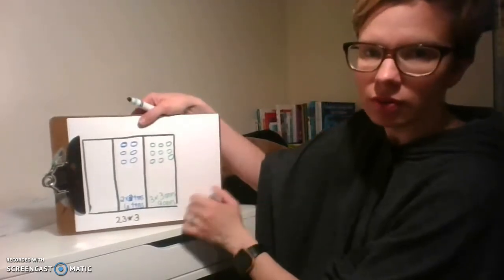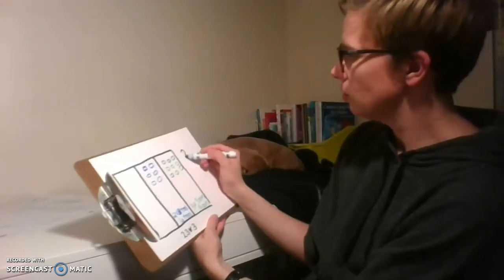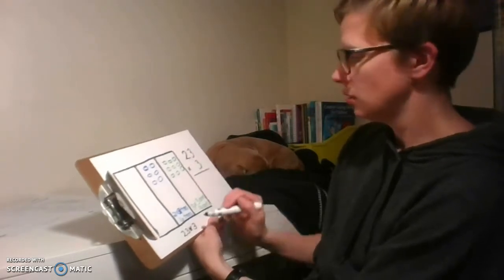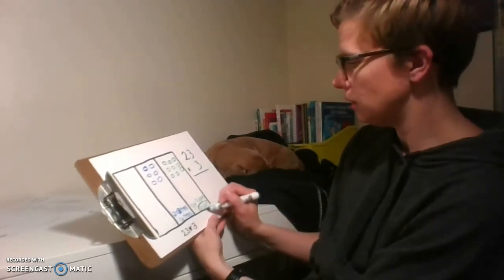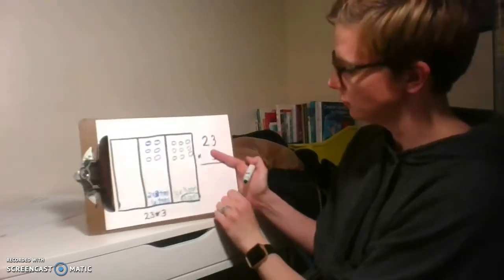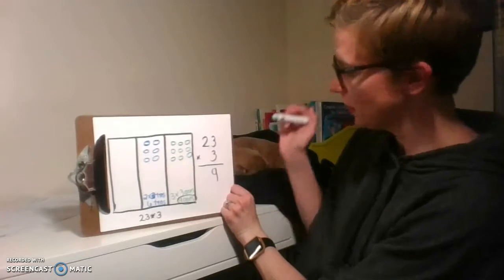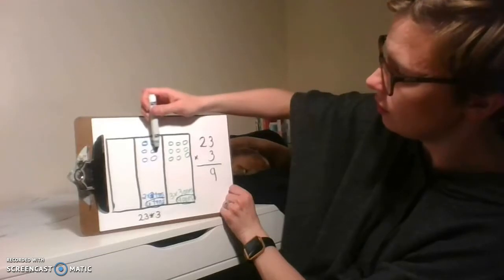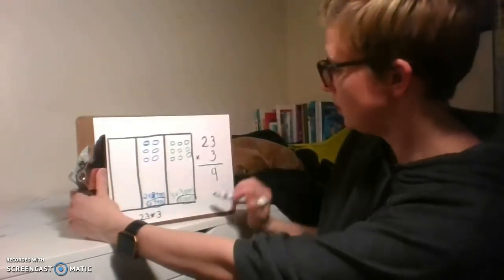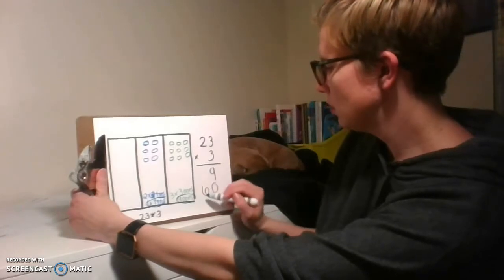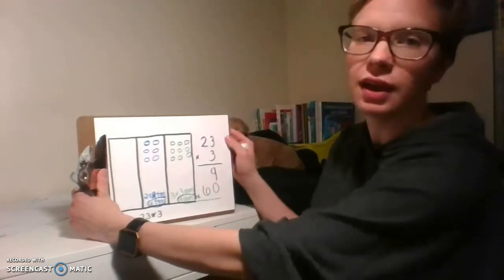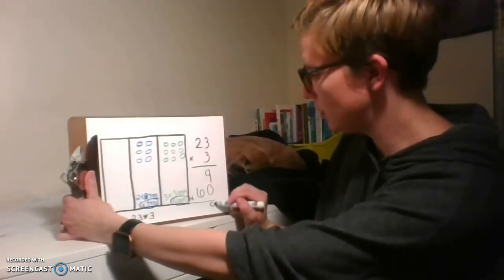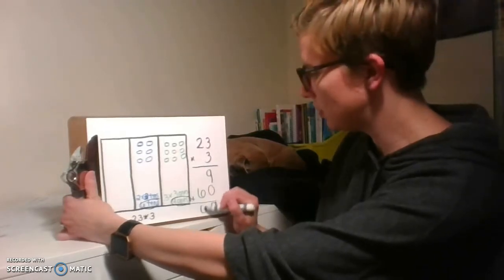And for my vertical representation, 23 times 3, my ones place gave me 9 ones. It's going to go right here. My tens place gave me 6 tens, which is 10, 20, 30, 40, 50, 60. That's going to go right here. Can't just leave them separate like that, so I'm going to add them up. 9 and 0 is 9, and 6 and 0 is 6.